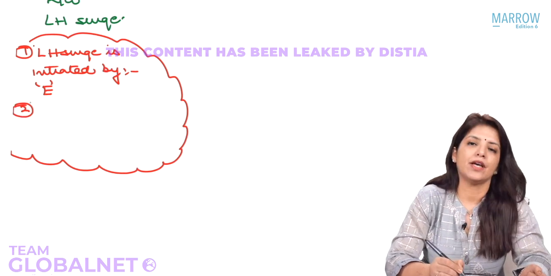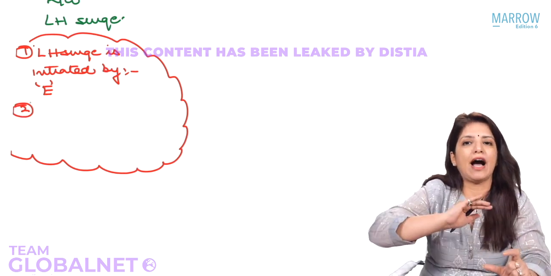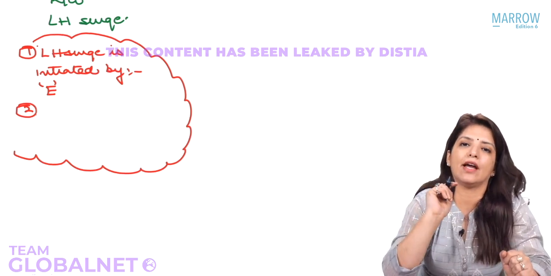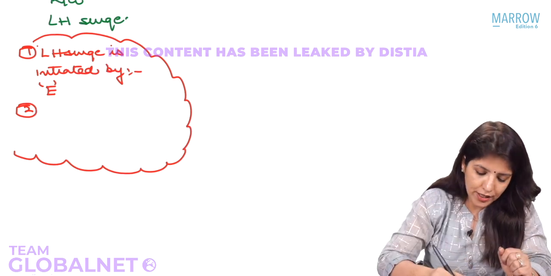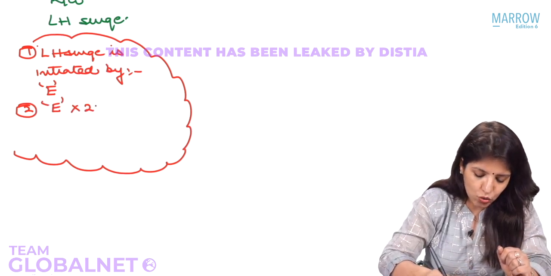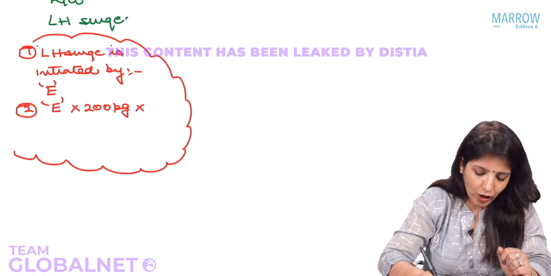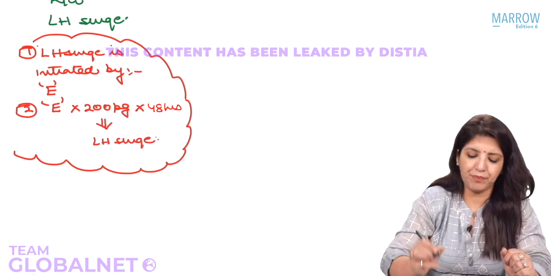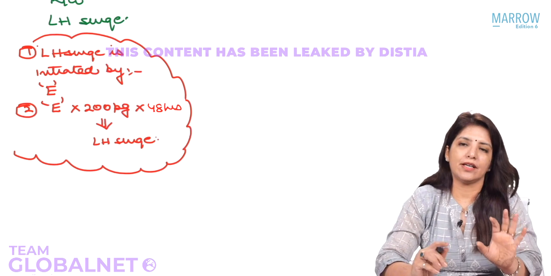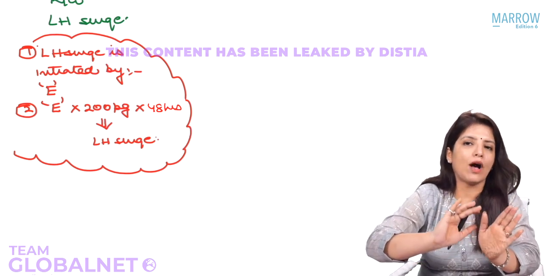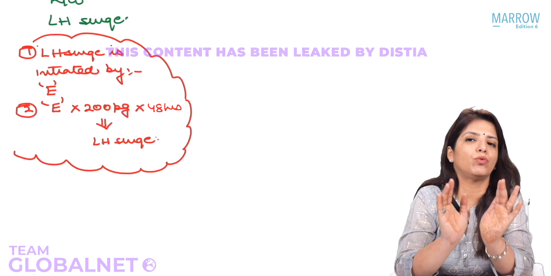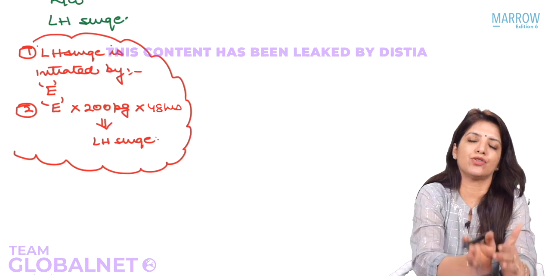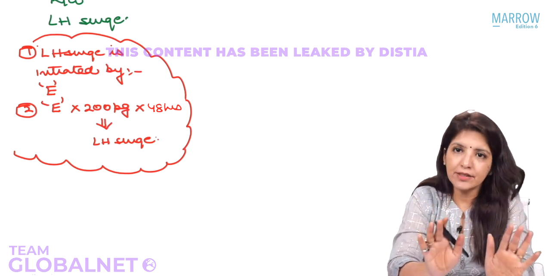Number 2 point is that estrogen will have to attain a peak, and then only it will be able to initiate the LH surge. So estrogen levels have to be 200 picograms for 48 hours, and then only LH surge will happen. Estrogen levels will also have to increase suddenly, and they will have to become 200 picograms, which will have to be maintained for 48 hours. Then LH surge is going to happen. Clear till here?